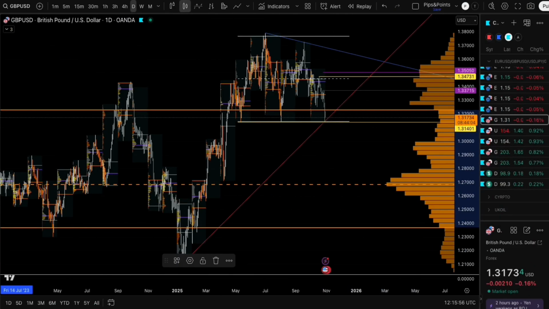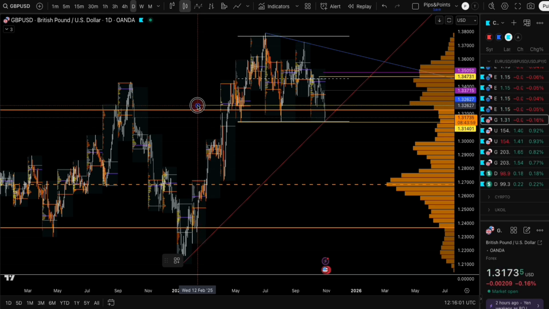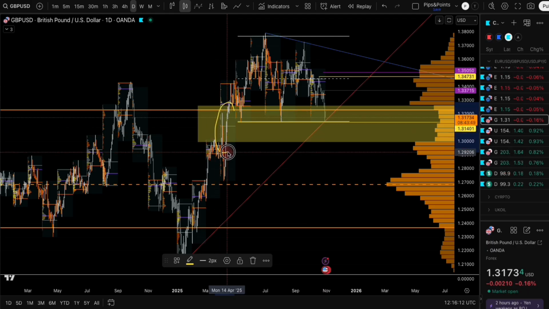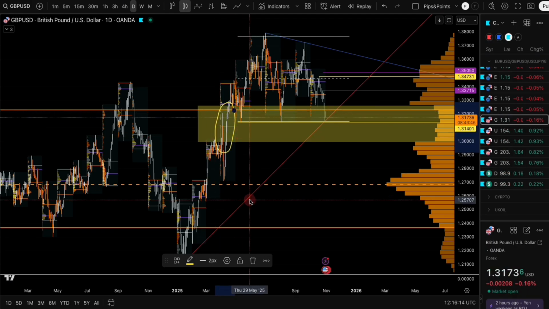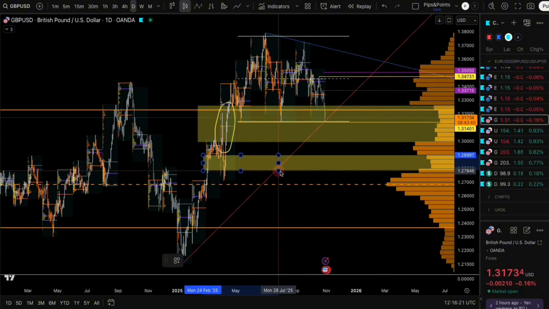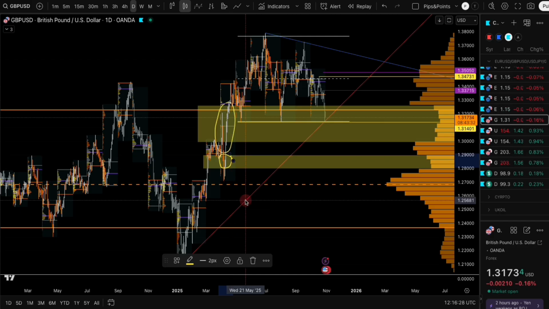Now, what do I mean by this? I'm going to highlight that out for you now. So if I draw a box in this area right here, you can see in this area, price moved aggressively through it. And we have another low volume node area down here as well, okay? And you will also see that price moved aggressively through it. Now, in low volume node areas, what happens is price will aggressively move through it and then actively tap in.